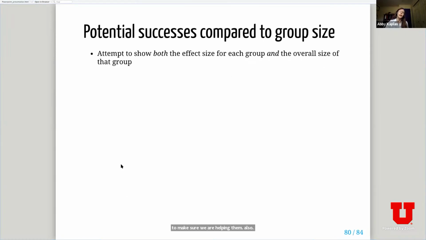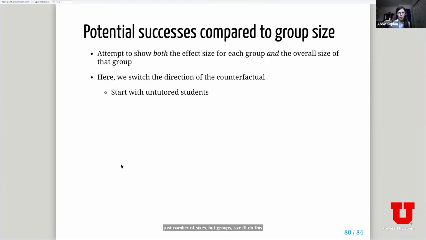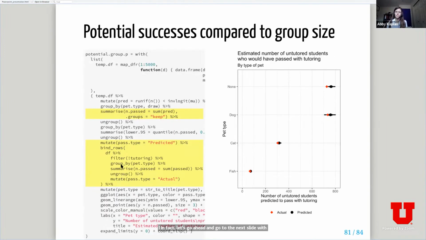Finally, there are things we can do to try to show not just number of successes, but group size. I'll do this real quick. In fact, let's go ahead and go to the next slide with the graph. Thanks.